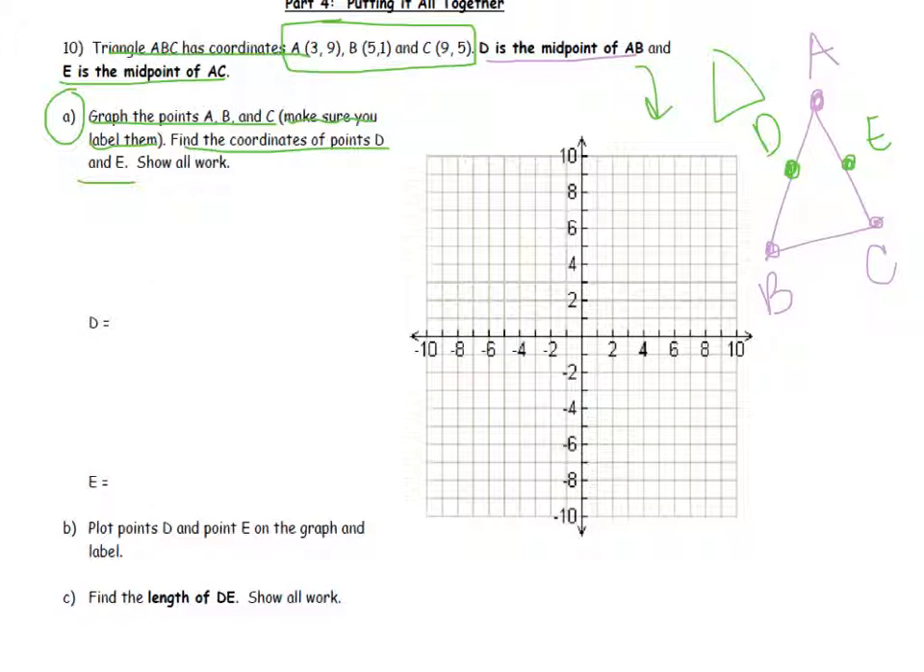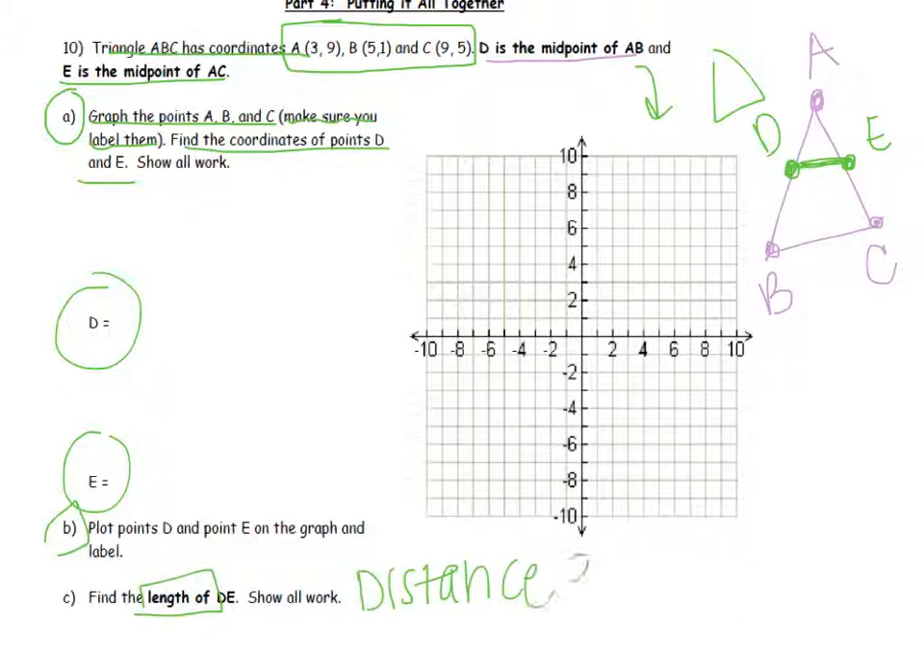Okay. So what you're going to have to do in part A is your graphing, and then if I were to connect these two, they want you to find the coordinates of points D and E, right here. What's D and E? And then they want you to label them. Then find the length, that is the distance. So they're asking what is the distance between B and E.